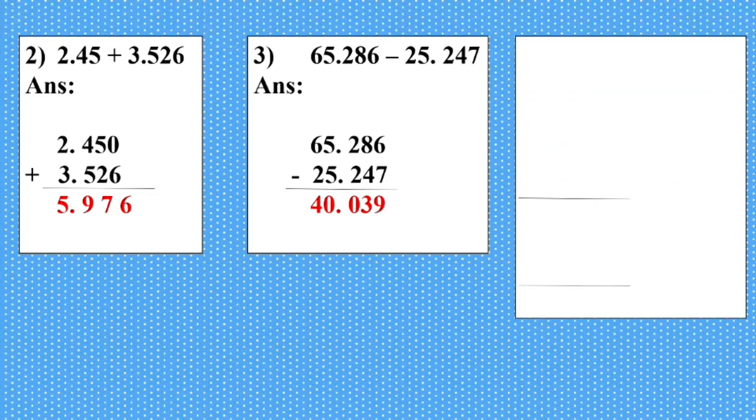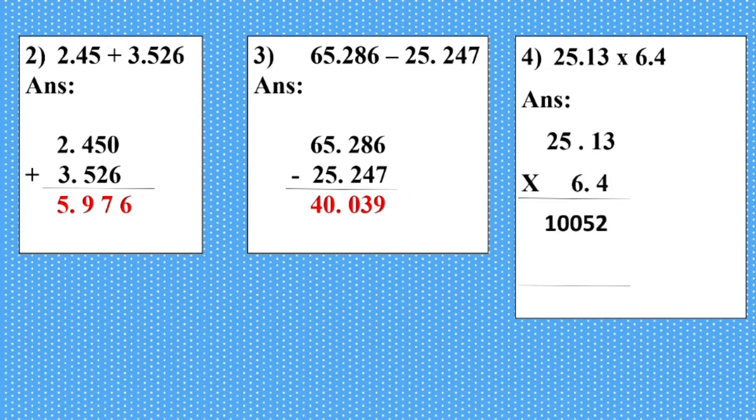Okay, now the next one: 25.13 multiplied by 6.4. First of all we have to multiply as it is. After multiplying, in the answer we have to put a decimal. In the question 25.13 there are 2 decimal places, and 6.4 means 1 decimal. In total 3 decimal places are there. From the right side we count 1, 2, 3 and put the decimal, so we get the answer 160.832.